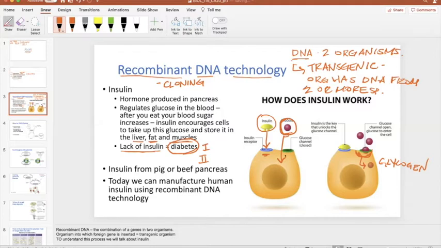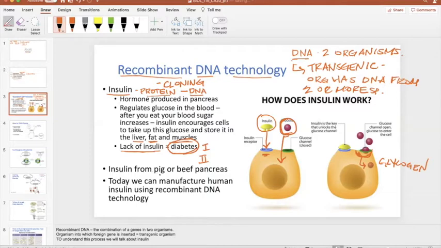Now, what if you're someone who does not make sufficient insulin? Then you need to take supplementary insulin. Where is this insulin going to come from? Insulin is a hormone. It is a peptide hormone, meaning that it is a protein. And we know that proteins are encoded in your DNA, right? So that must mean that there is a gene that tells your body how to make the protein insulin.